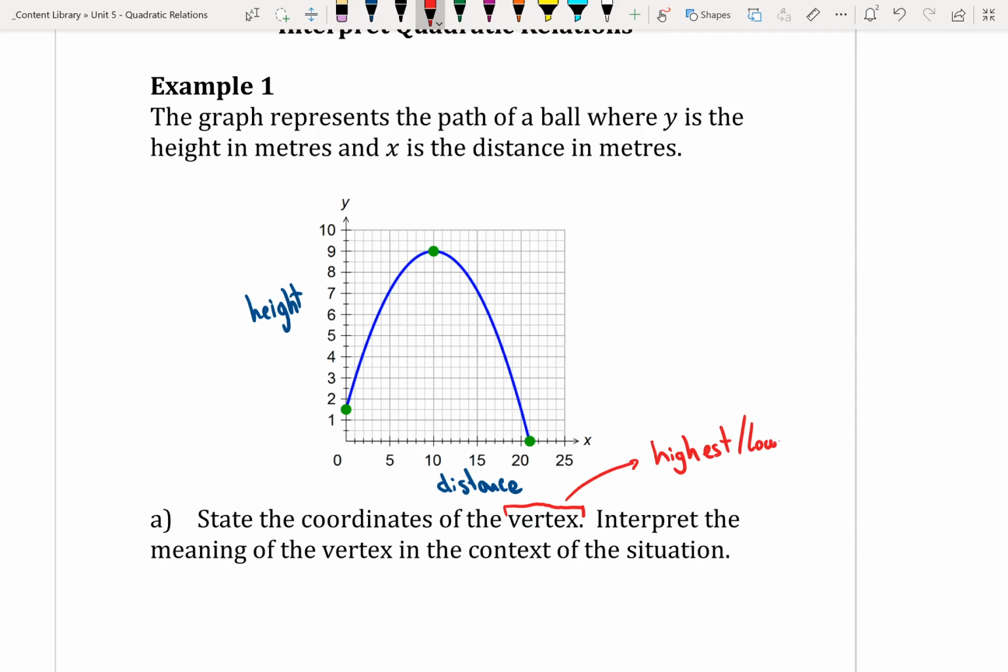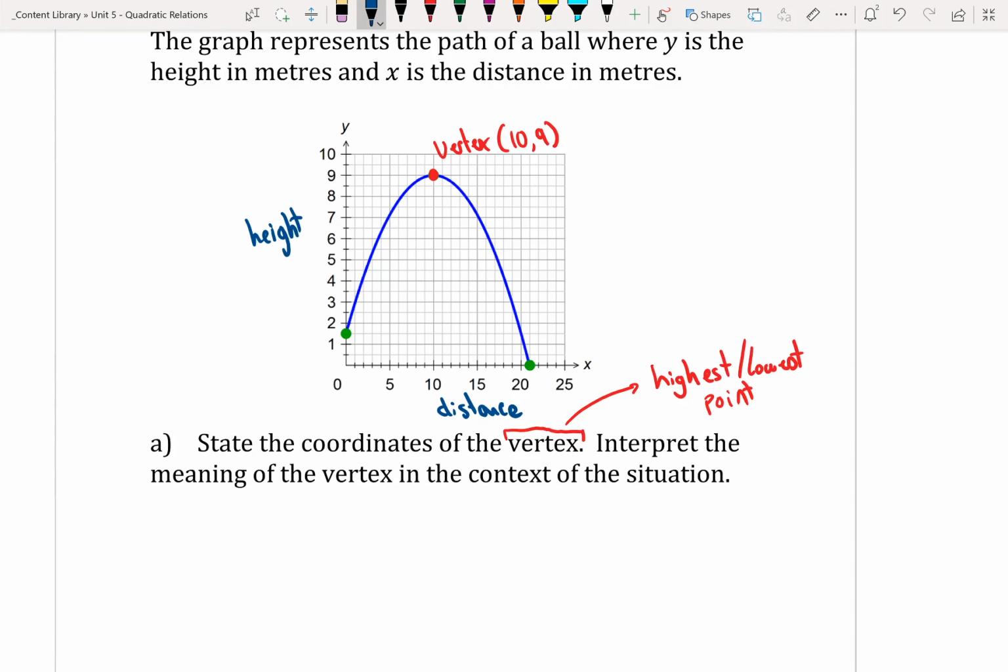or lowest point. So in this case, our graph only has a high point, right? Because technically, if we know about quadratics from our last note, these lines would continue down in either direction. So we do have a high or a maximum value. So this is our vertex. So that means it has a point of 10, 9. So again, remember x, so go over 10, then up 9.